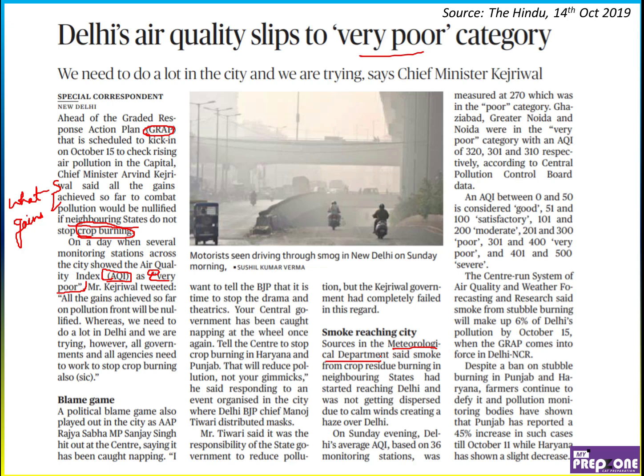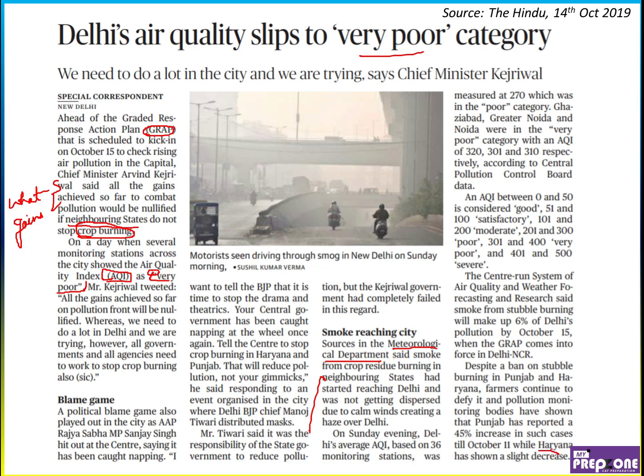Smoke reaching city. Sources in the meteorological department. Let me read something about this institution as well. It said smoke from crop residue burning in neighboring states had started reaching Delhi and was not getting dispersed due to calm winds, creating a haze over Delhi. Now, see how amazing this is. He says the neighboring states. What are the neighboring states that are given? This was the question we initially pondered upon here, right?